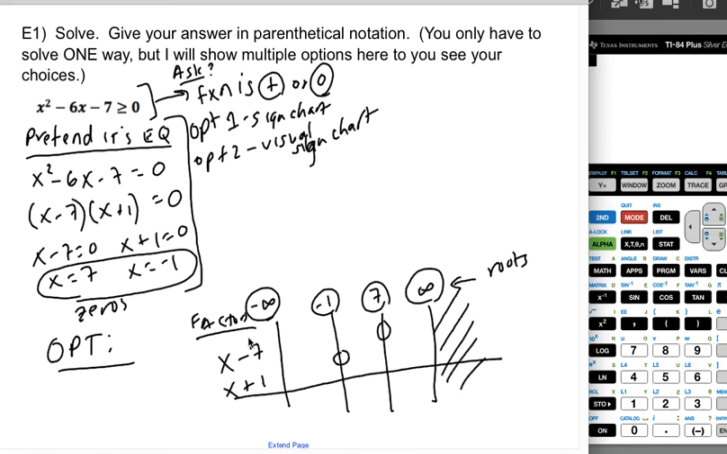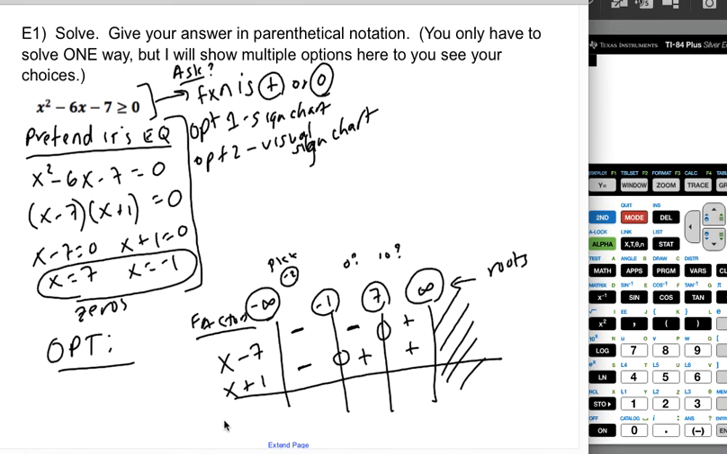I can fill out my sign chart in one of 2 ways. I can plug in a number between negative infinity and negative 1. If you chose to do that, you'd probably pick negative 2, just as an easy number. You'd get negative 2 minus 7, which is a negative, and negative 2 plus 1, which is a negative. A number between negative 1 and 7 might be 0. That would give me a negative 7 and a positive 1. And a number between 7 and infinity, I'd probably pick 10. That would give me 10 minus 7, which is positive, and 10 plus 1, which is positive.